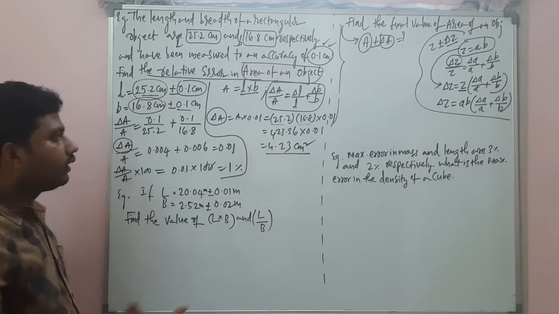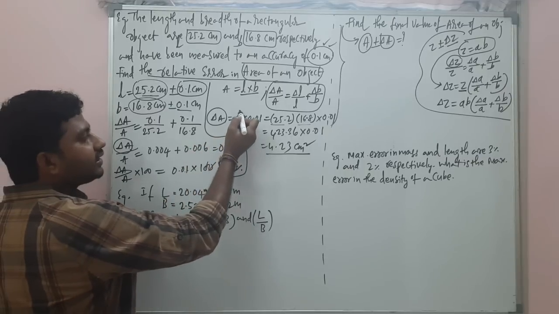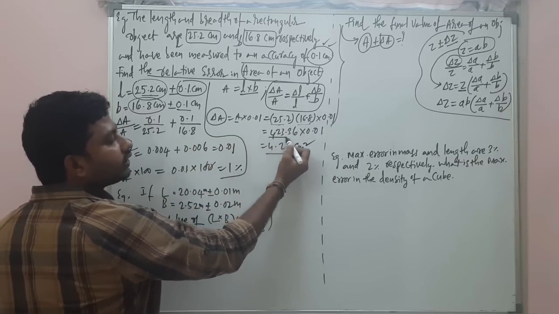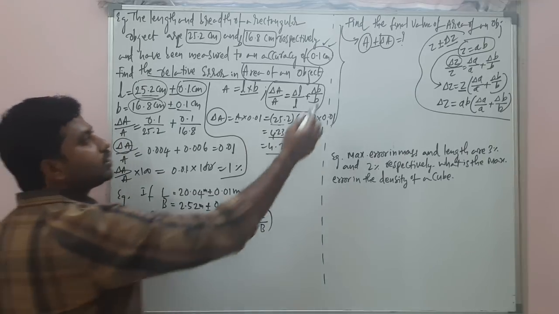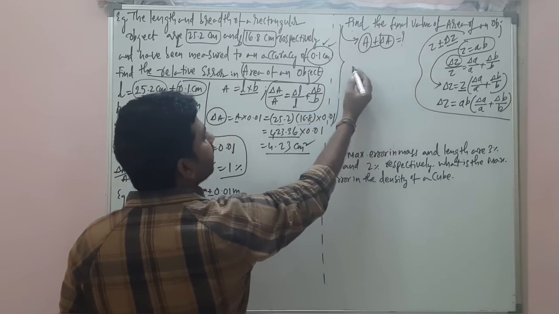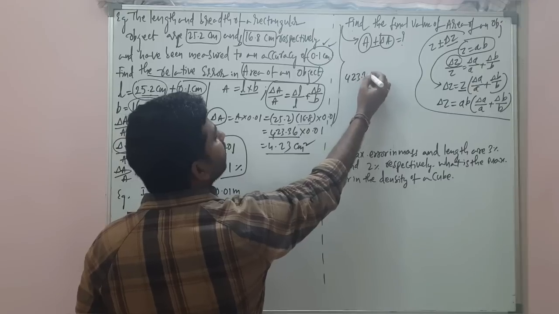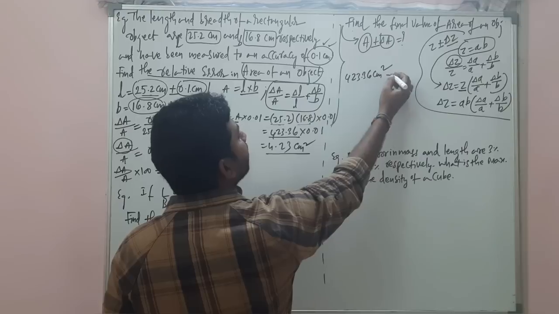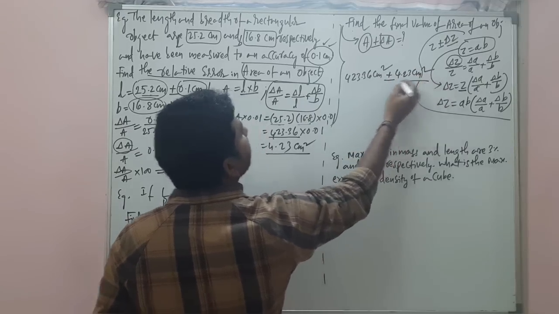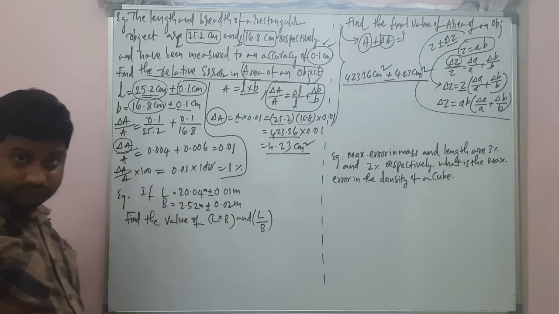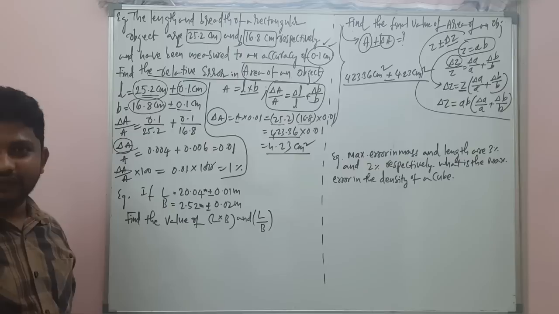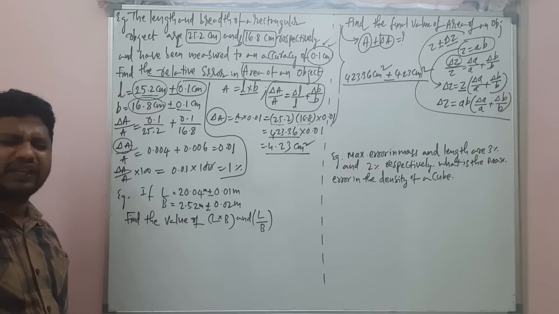What is A? A we have just now found. See here, A is L into B. What is L into B here? 423.36. So you can substitute here. So simple. So the final value of the area will be 423.36 centimeter square plus or minus 4.23 centimeter square. Alright. Clear? My dear students, it's not a difficult thing. Listen. Carefully listen.